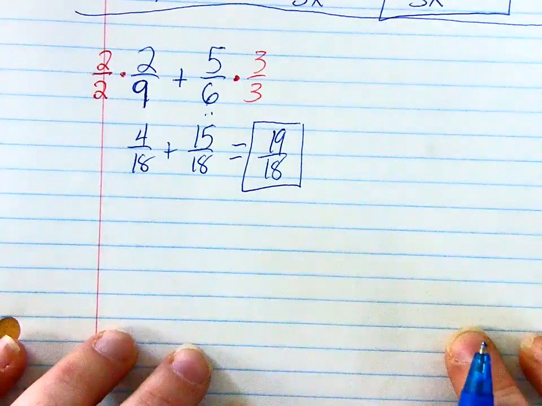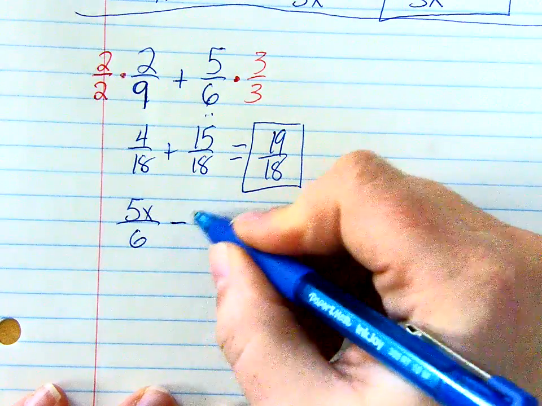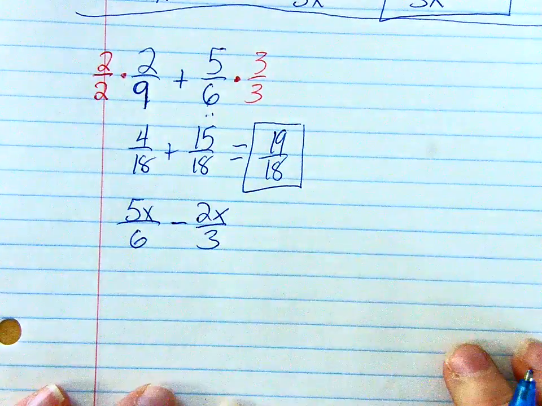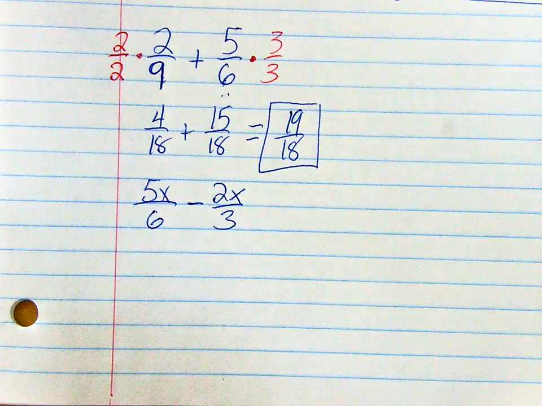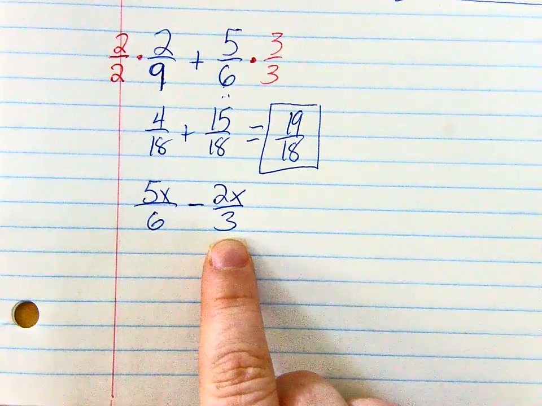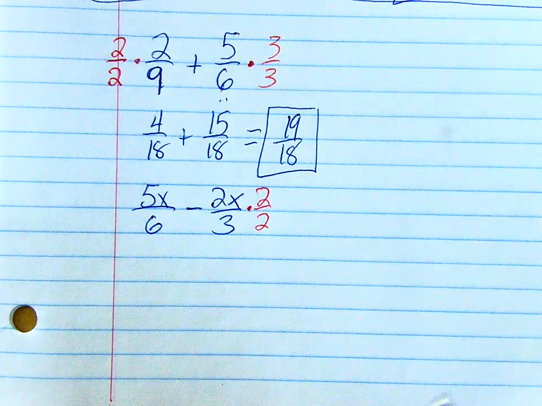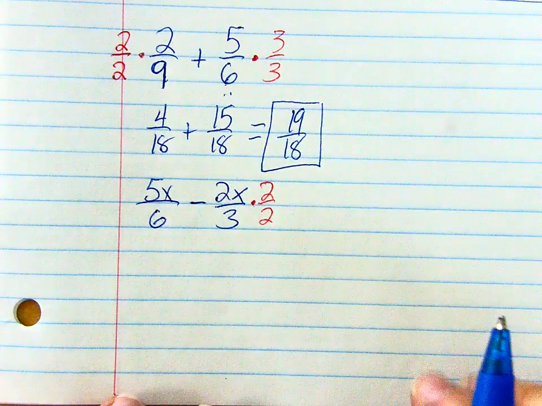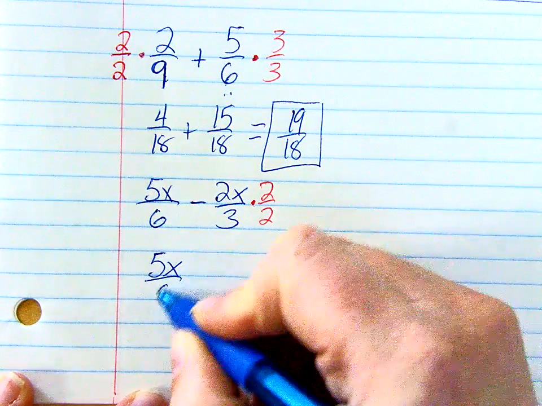Let's say I had one like this. Say it was 5x over 6 minus 2x over 3. I do not have common denominators yet. I have to get them. What am I going to multiply, one or both? What's my common denominator going to be? 6. So this one is already 6, so it's fine. I just have to multiply the other by 2, so I multiply this by 2 over 2. I'm so used to saying 2 because I usually do times 2 on the top and times 2 on the bottom.